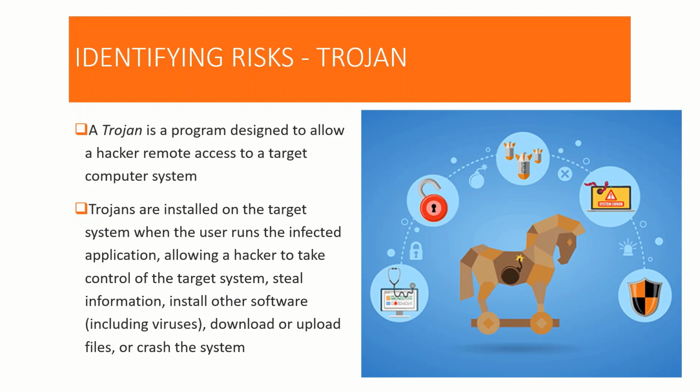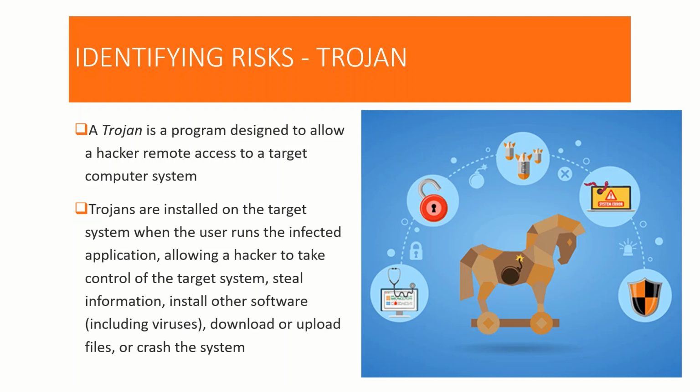Unlike worms and viruses, Trojans do not replicate themselves or copy themselves to other files and disks. Once installed on the target system, the Trojan can allow a hacker to take control of the target system, steal information, install other software, including viruses, download or upload files, or crash the system. Trojans can be accidentally installed through software downloads. For example, a Trojan might be hidden in a software application downloaded from a network, through websites containing active content, or through email attachments.